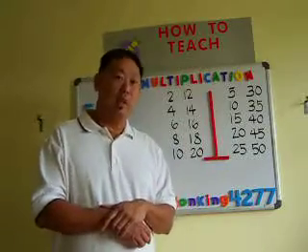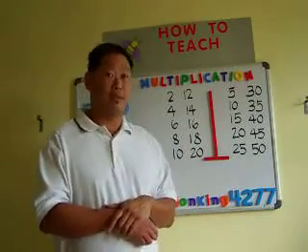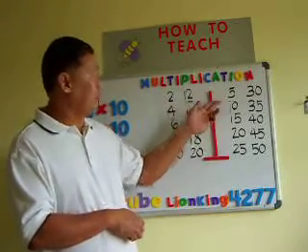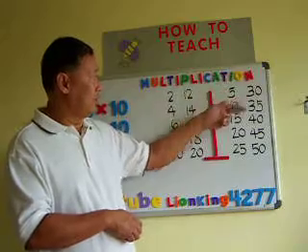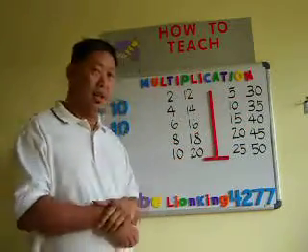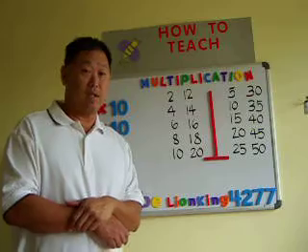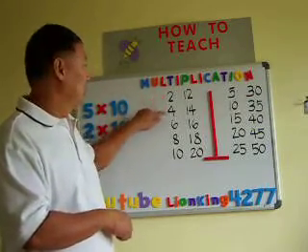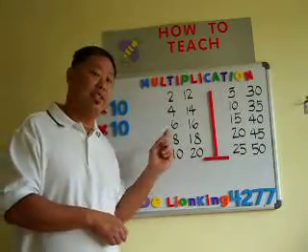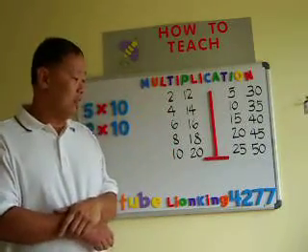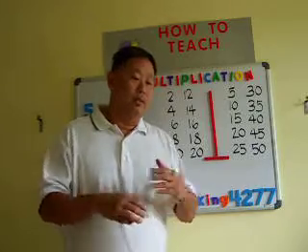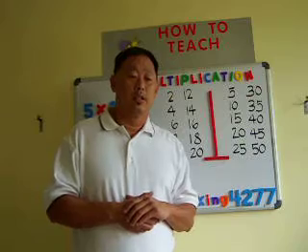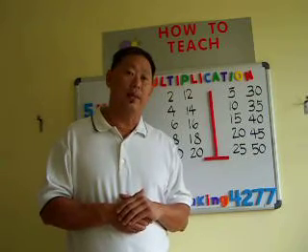5, 10, 15, 20, 25, 30, 35, 40, 45, 50. Now, here it is on the board: 5, 10, 15, 20, 25, 30, 35, 40, 45, 50. And the second one that 1st graders and kindergartners have no problem memorizing is also the 2s. 2, 4, 6, 8, 10, 12, 14, 16, 18, 20. Now, this is how I do it. In my class, when I deal with 5 and 6 year olds, this is how I show them how to multiply.